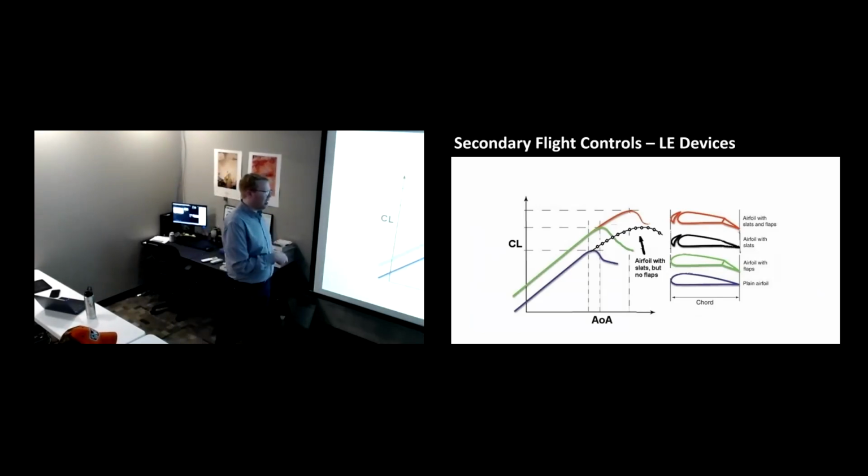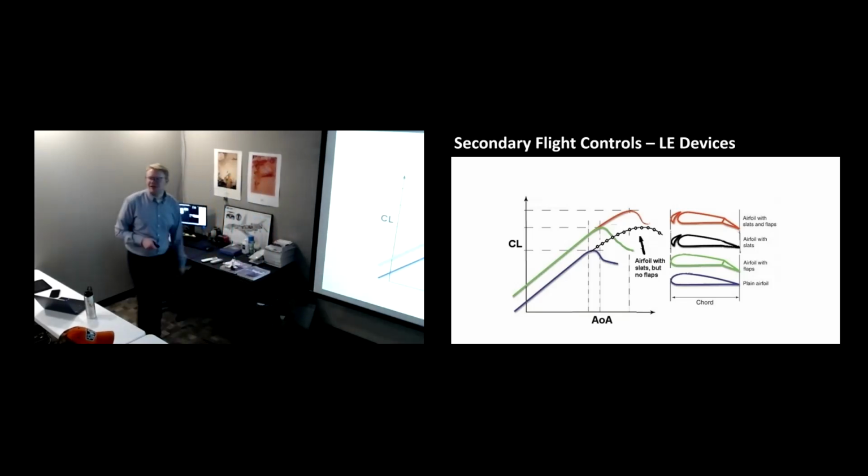So this blue line here is a plain clean airfoil, no flaps. We can see that as we increase our coefficient of lift, eventually we reach a maximum. That's our critical angle of attack, and it begins to go down. If we add slats to that same airfoil, but not flaps, we can see we can delay it a little bit further. And then if we add slats and flaps, we can delay it even further. It just allows the airplane to fly slower than we would otherwise.